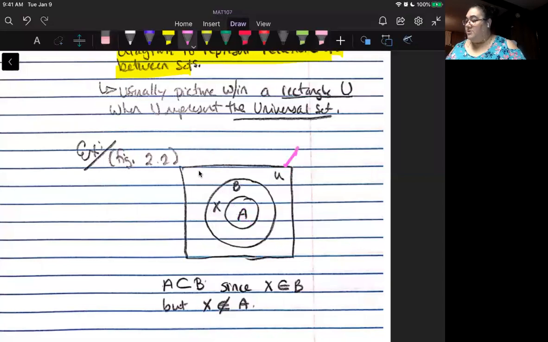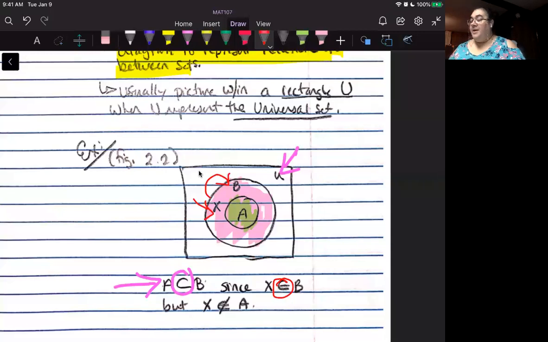Okay, so here's our universal set, and we can see that set A is a proper subset of set B because set A is fully contained within set B, set B being the outer circle. That's why we can make this statement that A is a proper subset of B. They're also telling you that X, which we point to here, is an element of B.